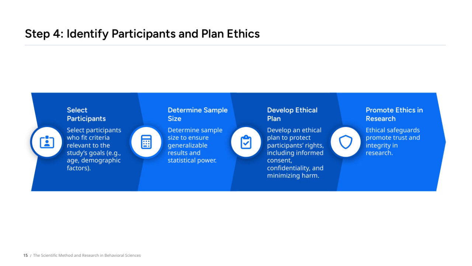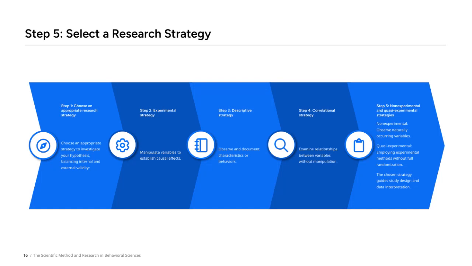Equally important is developing a thorough ethical plan. This includes securing informed consent, maintaining confidentiality, and minimizing any potential harm to participants. Finally, promoting ethics throughout the research process not only protects participants, but also builds trust and supports the overall integrity of your study. When selecting a research strategy, it's important to find the right balance between internal and external validity to properly investigate your hypothesis.